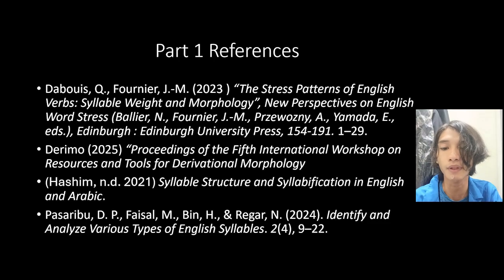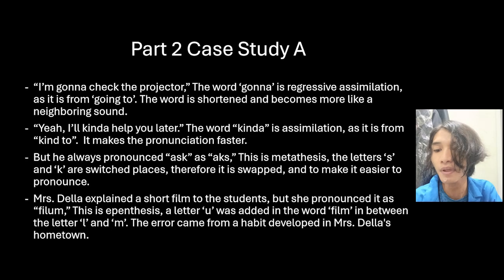Now we go to part 2, case study A. I'm gonna check the projector. The word gonna is regressive assimilation as it is from going to. The word is shortened and becomes more like a neighboring sound. The second is: I'll kinda help you later. The word kinda is assimilation as it's from kind of. It makes the pronunciation faster.